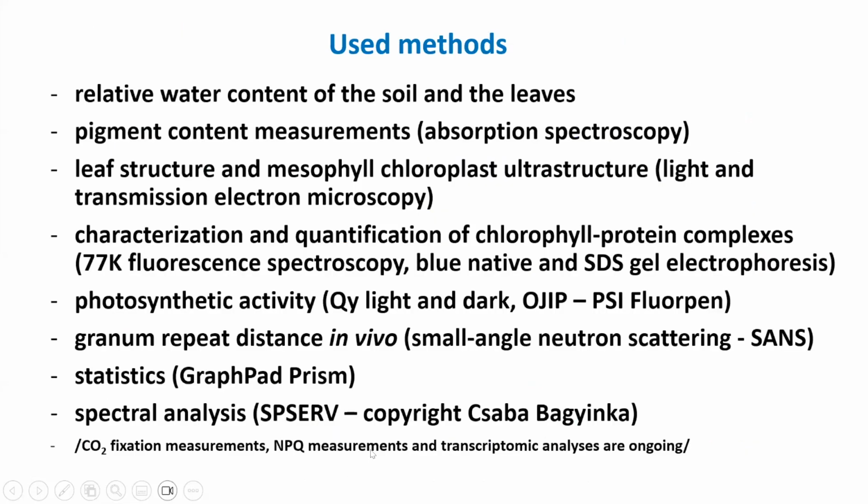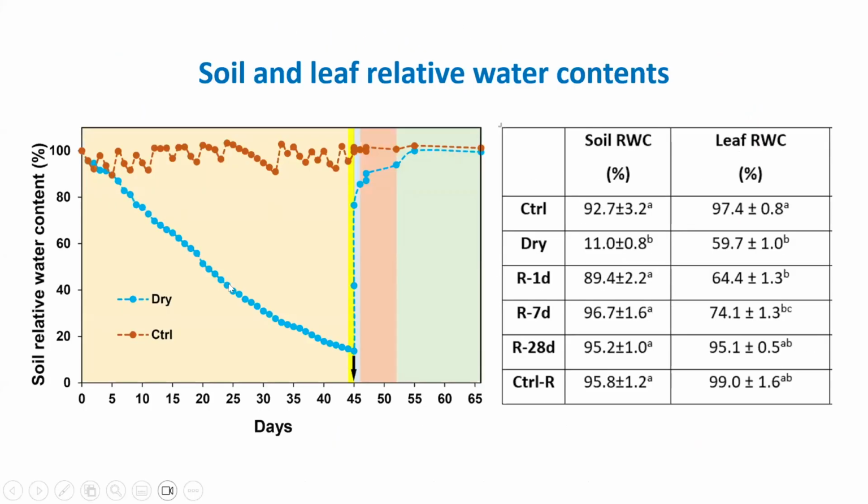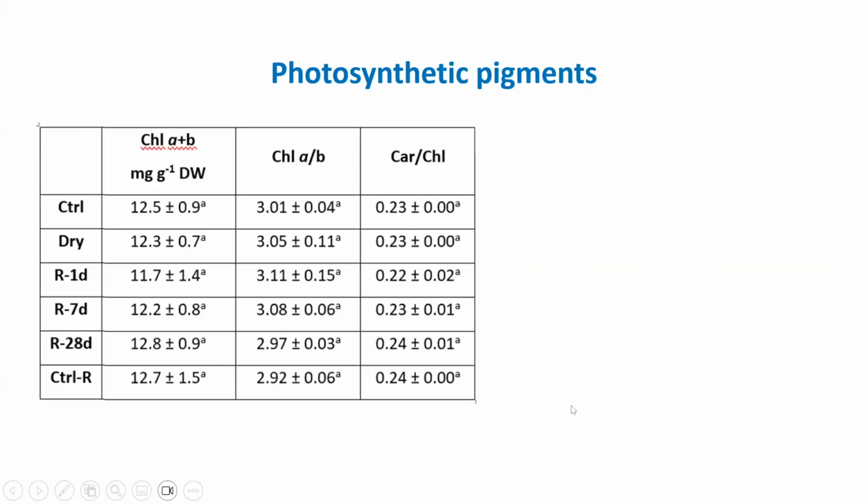Especially the methods and how we characterize the photosynthesis, I will just very quickly go through for the sake of time. Of course, the soil is drying out very quickly, goes down to 10% of soil water content. And then after rewatering, of course, it gets back to control levels. And surprisingly, the drying period resulted only in a decrease of the leaf relative water content to 60%, which then gradually got to the control levels later on.